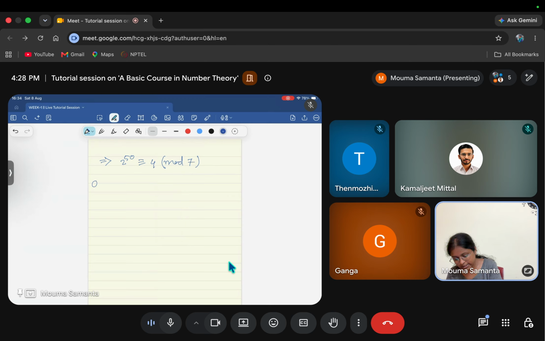Now let's try another question. What will be the remainder when 1 power 5, 2 power 5, 3 power 5 up to the last term is divided by 4?